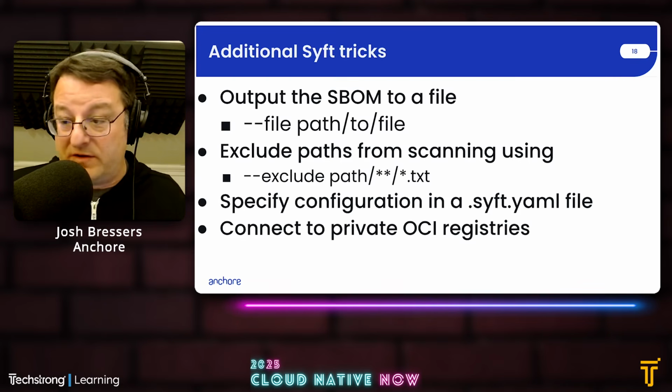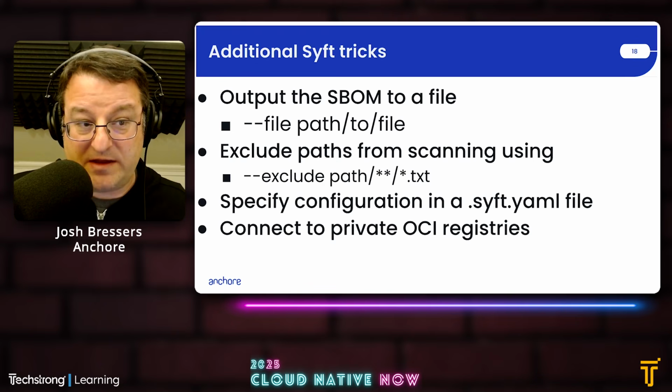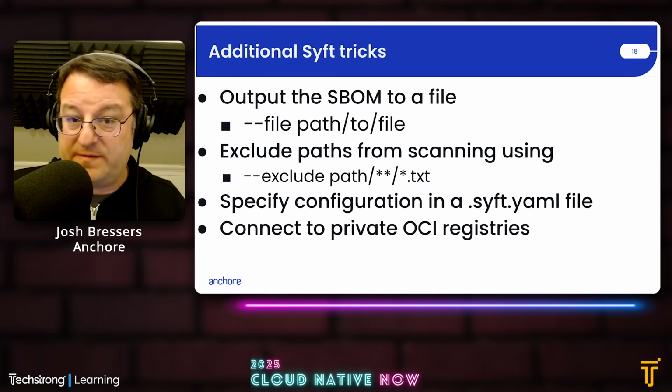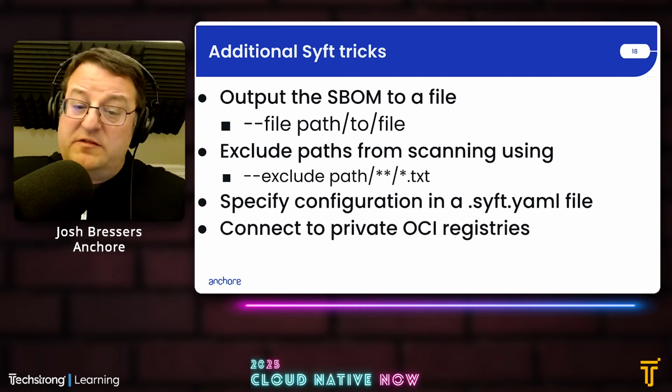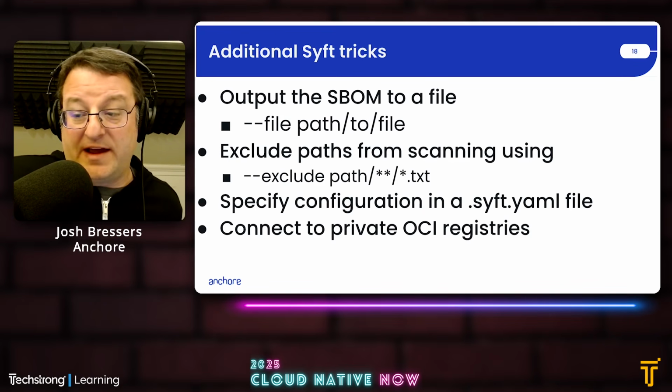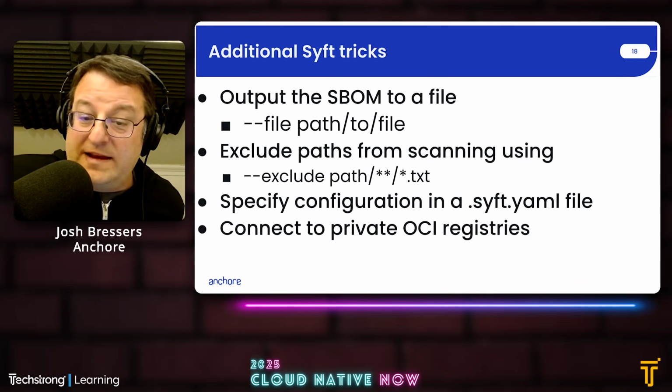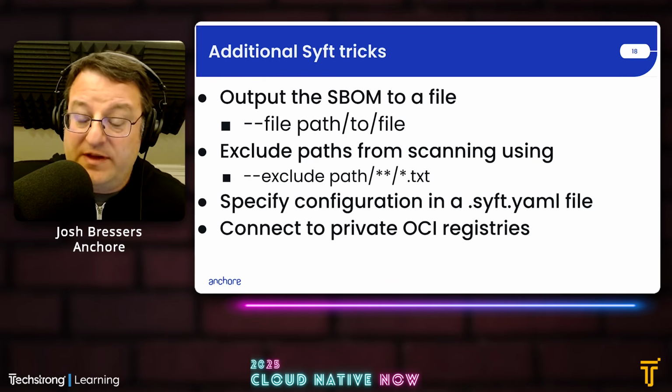Okay, there are also some additional Syft tricks that we can do. We can obviously output the SBOM to a file, which I showed. You can put the file wherever you want, unsurprisingly, as almost any tool would do. There's excluding paths. Excluding paths, I think, is an underrated feature that is extremely useful. And the example I will use is literally Syft itself.